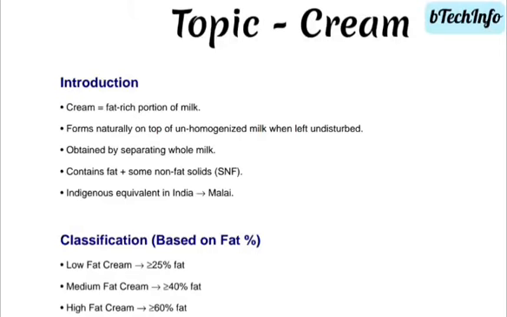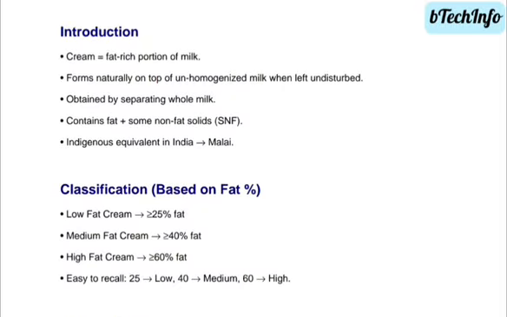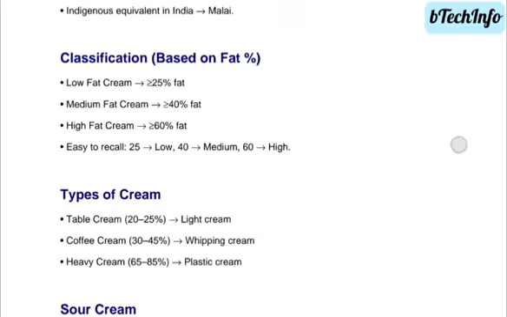So let's start with the introduction. Cream is the fat-rich portion of the milk which forms naturally on the top of unhomogenized milk when left undisturbed. Also, it is obtained by separating the whole milk. Also, in India, it is known as malai.